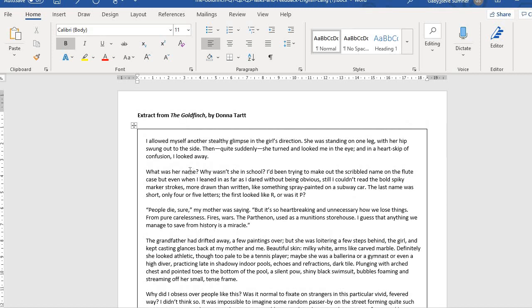So think about where these characters are. They're in an art gallery. How do we find that out? The grandfather drifts away a few paintings over, so we get a sense of that location. We get this immediate idea that the mother is quite a cultured woman. She's referencing the Parthenon, which is a part of sort of ancient Greek culture, used as a munitions storehouse. Munitions are weapons.